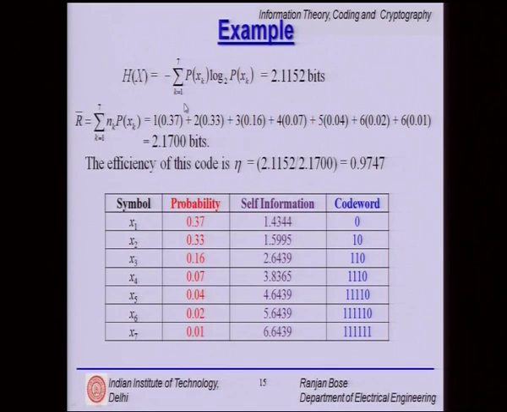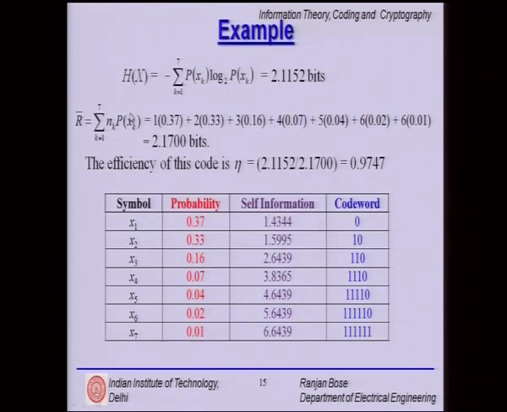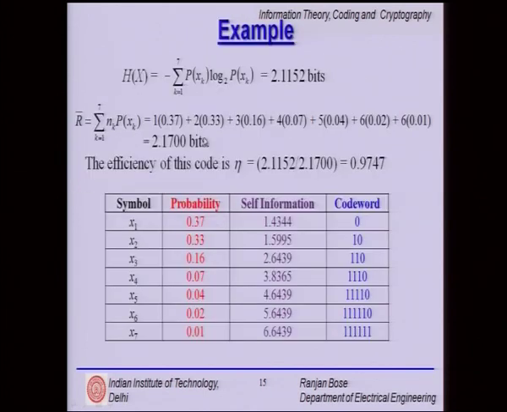H of x is nothing but summation over all symbols of p(x_k) log to the base 2 of p(x_k). If you solve this, you get this value, and similarly for the average code word length, the length of the code word into the probability of occurrence. So, this one is 1 bit long and 0.37. So, I multiplied 1, the second one is 2 bits long multiplied by 0.33 and so on and so forth. So, I get 2.17 bits and efficiency is 0.97.